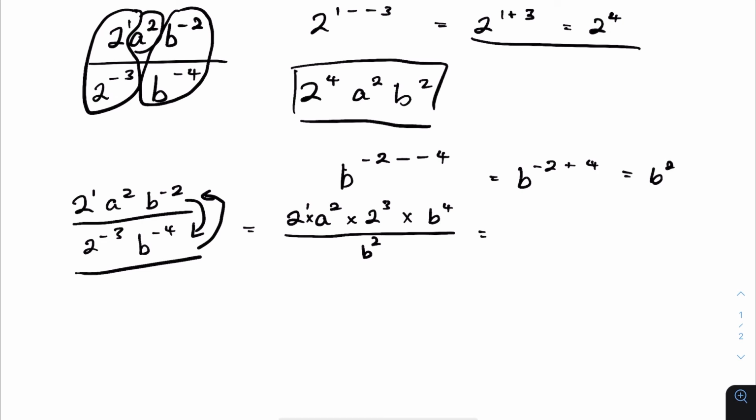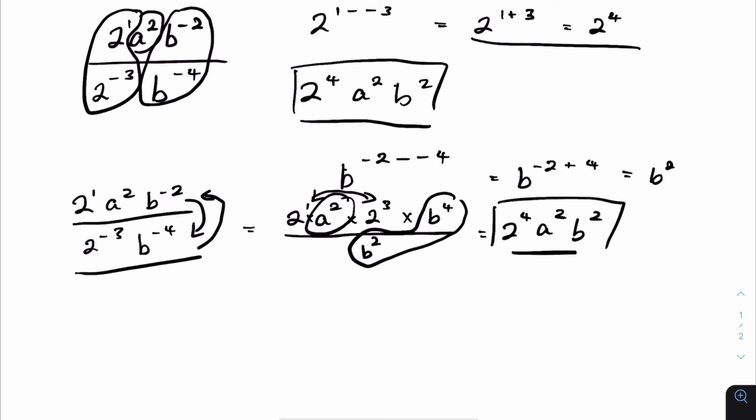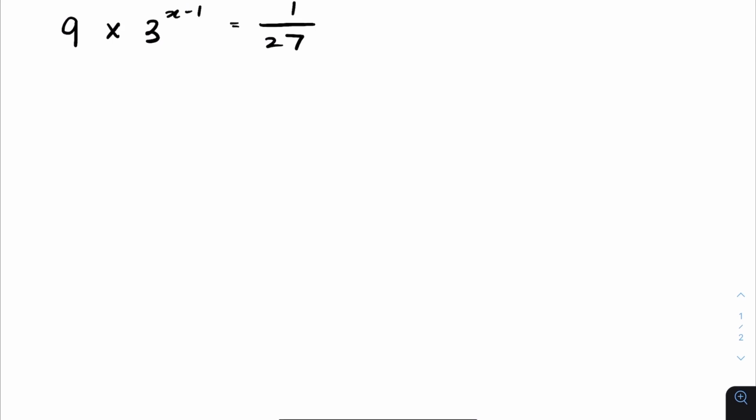Now we can collect like terms. So these two can be collected. We can add them together because of the laws of indices. So 2 to the power of 4. Then we've got a squared just sitting there. And then this is b to the power of 4 minus 4 minus 2, which is b squared. And it gives us the same answer. So those are the two methods of doing this problem.